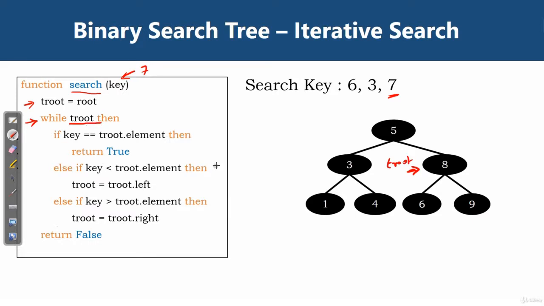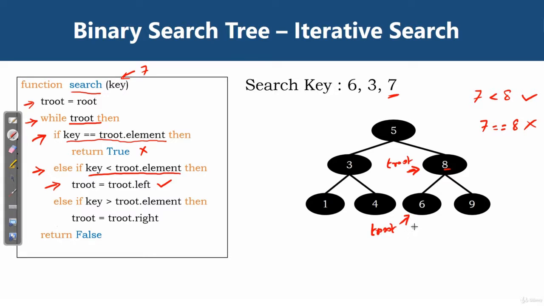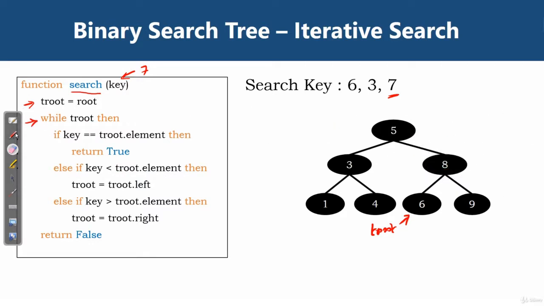Since we are in a while loop and tRoot is pointing to a node, the statements within the while loop will be executed. The first statement is key is equal to the element in the node. That is, 7 is equal to the element in the node, which is false. So this statement will not get executed. Then we have a statement if key less than tRoot dot element. That is, key is 7 is less than the element in the node is 8, which is true. So the statement tRoot equal to tRoot dot left will be executed. This statement will move the reference, that is tRoot, to the root of the left subtree of node 8, that is node 6. So tRoot will now be pointing to node 6.